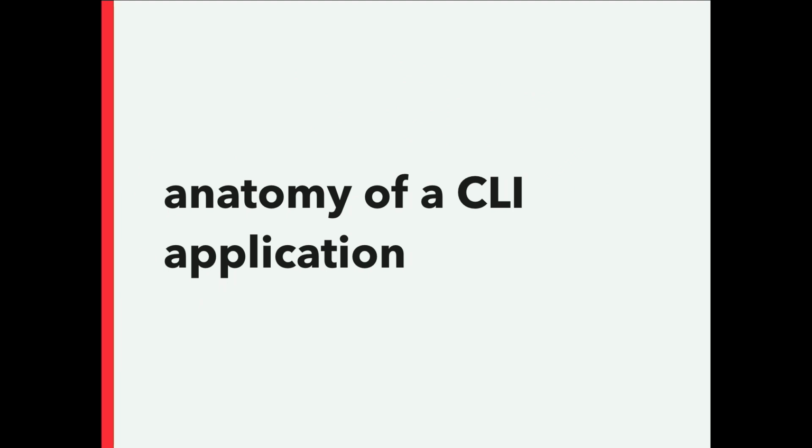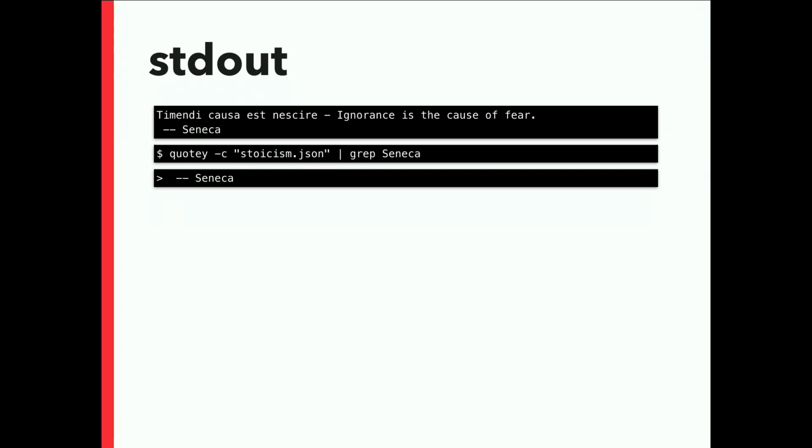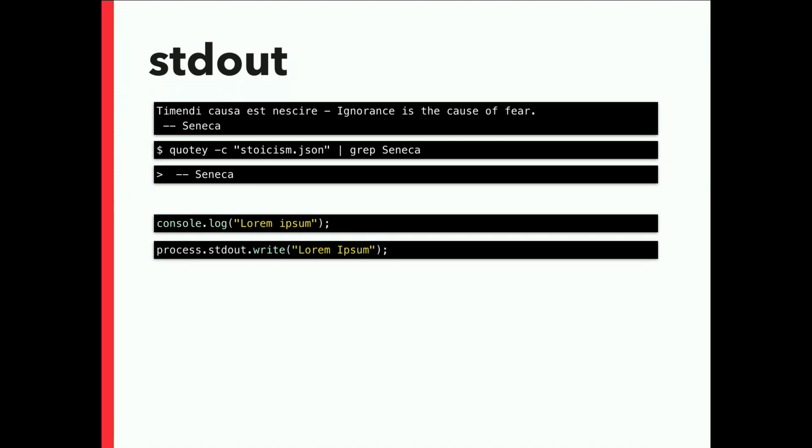All right, so let's talk about what actually goes inside a CLI application. First, we have standard output, which is where the output of CLI apps normally goes. The nice thing is that in Node.js, we can just do console.log and it already goes to standard output. It internally uses process.stdout.write. The only difference is that it prints with a new line.